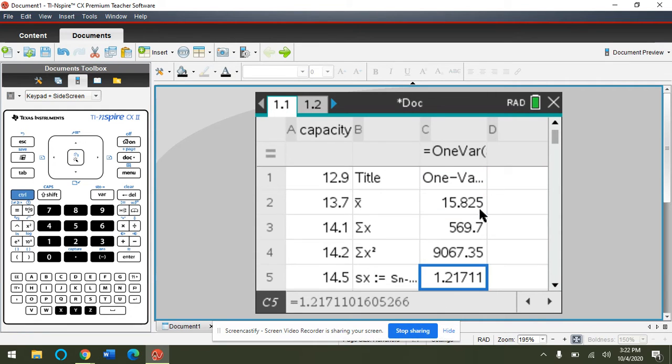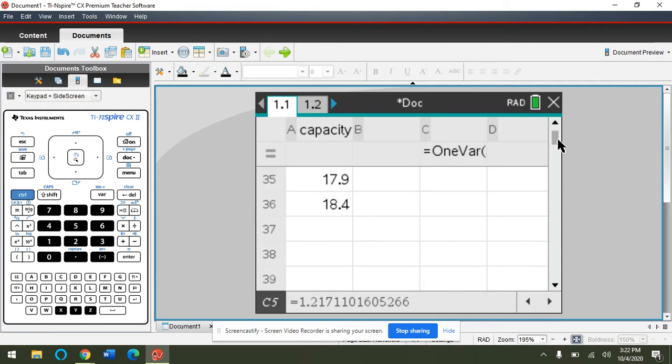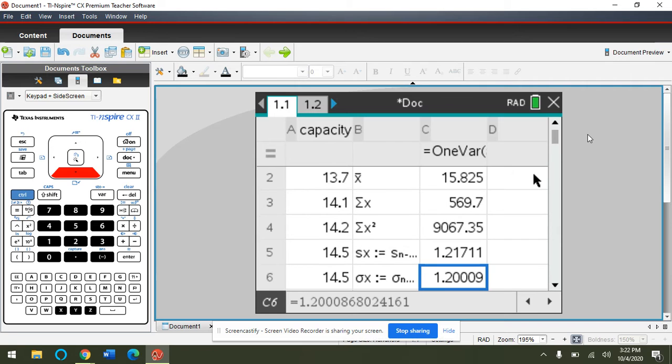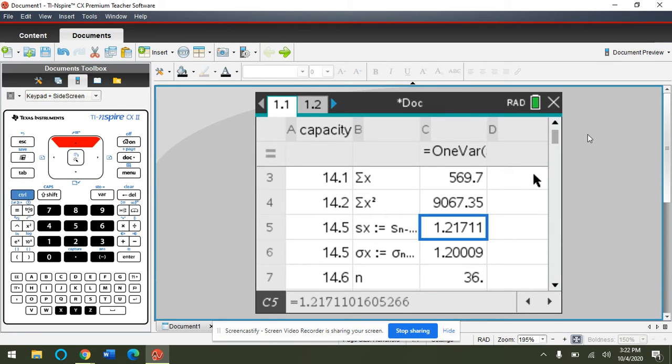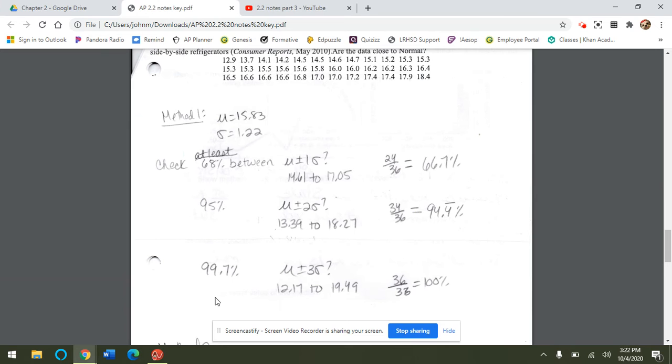Here's my mean. And oops, I scrolled way too far, sorry. And here's my sample standard deviation, S. Sample, because in the problem, it tells us it's a sample of 36 refrigerators. So I actually made a mistake. I wrote sigma, but I really should have used S for sample standard deviation. So I used the sample standard deviation number, 1.22, but I should have put S instead of sigma.